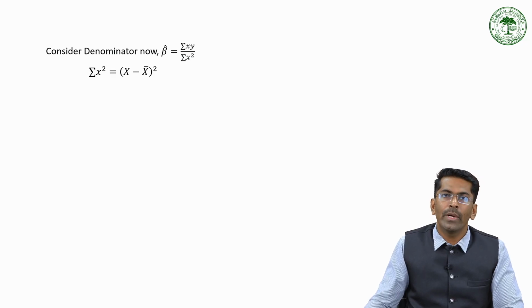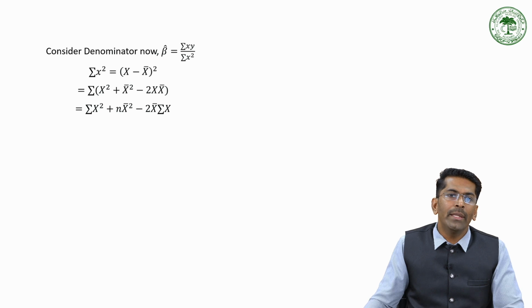So (a minus b) whole square is equal to a square plus b square minus 2ab. So we can rewrite it as sum of, it will become x square plus x bar square minus 2ab, that is 2 into x into x bar. Now I am going to open this particular bracket.